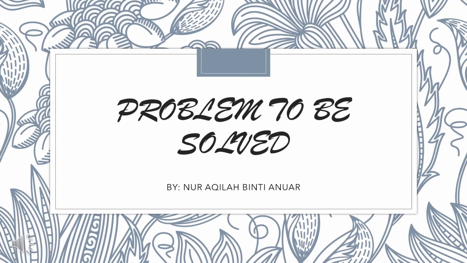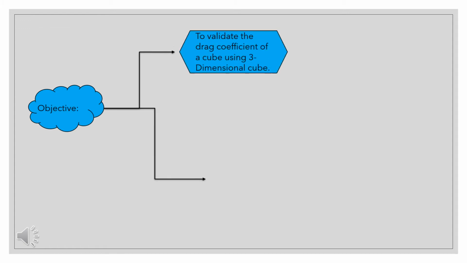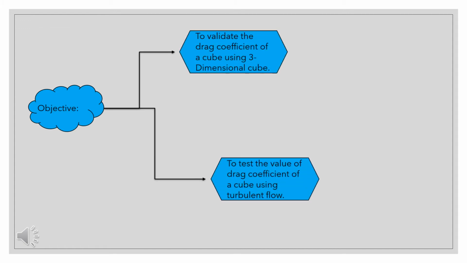In this part, I will explain the problem to be solved in this assignment. Let's take a look at the next slide. In this assignment, we have 2 objectives. The first one is to validate the drag coefficient of a cube using a 3-dimensional cube. And the second one is to test the value of the drag coefficient of a cube using turbulent flow. We decided to choose turbulent flow to run the simulation in this CFD assignment.